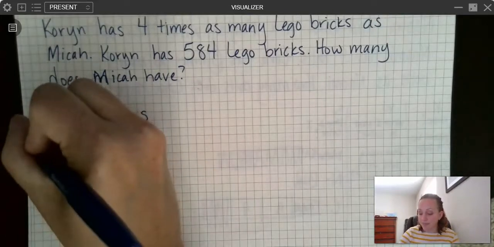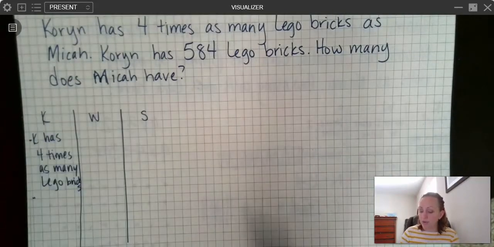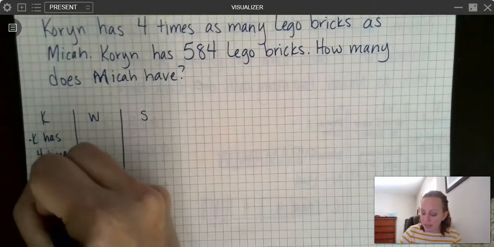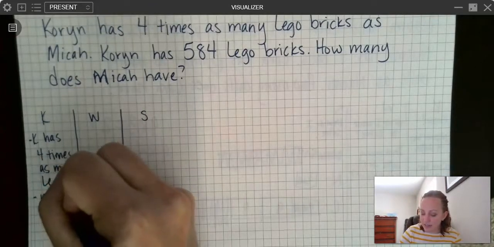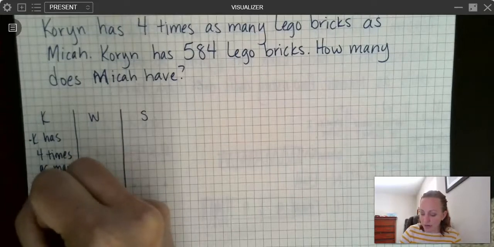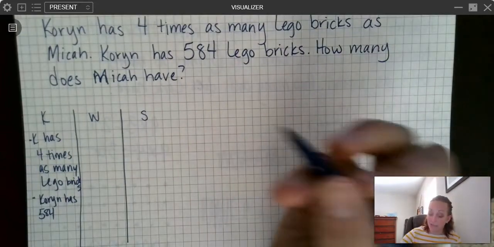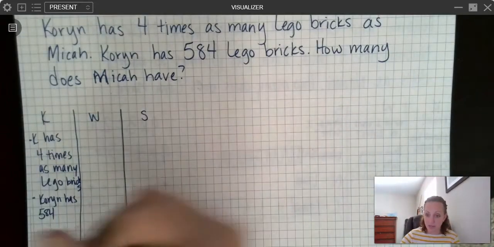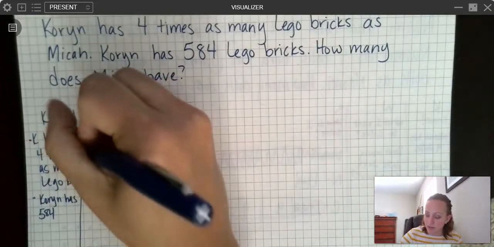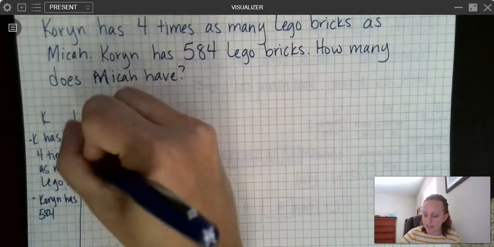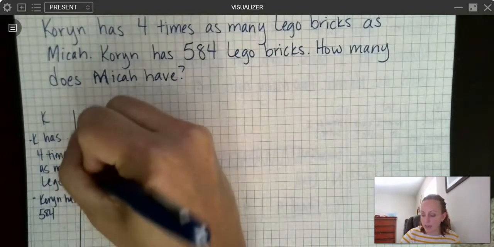All right, there we go. All right, so Corin has 4 times as many Lego bricks, and Corin has 584. And I'm just going to write 584. And we know that Micah has Legos, right? So we could write that. But what do we want to know? How many does Micah have?